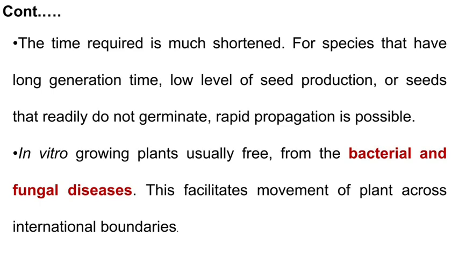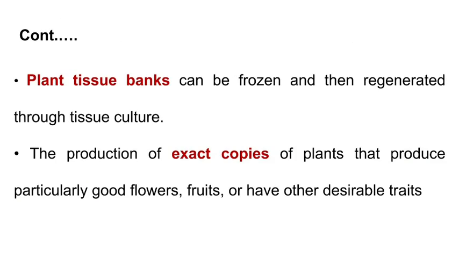In vitro growing plants are usually free from bacterial and fungal diseases. So this facilitates the movement of plants across international boundaries. For example, tissue culture bananas are free from viral infection. Plant tissue can be banked, frozen and then regenerated through tissue culture techniques. So production of exact copies of the plants that produce particularly good flowers, fruits, or have other desirable traits is also possible.